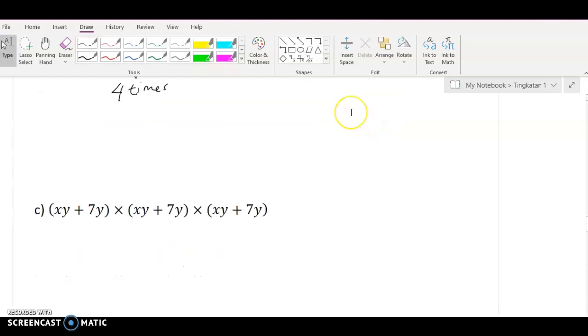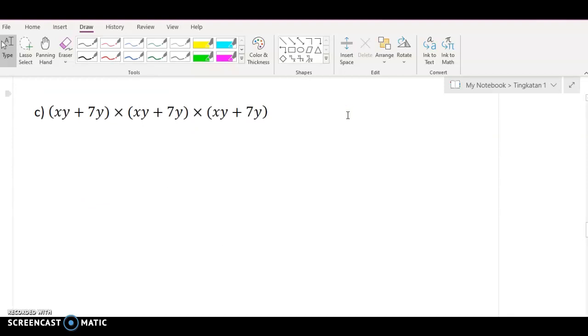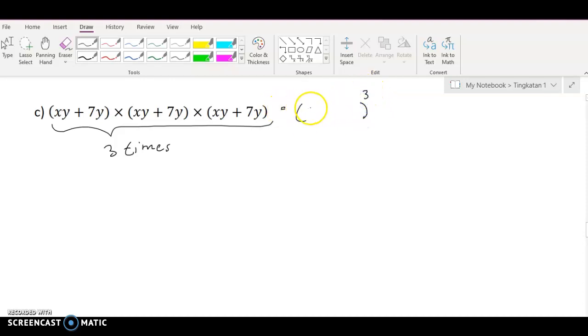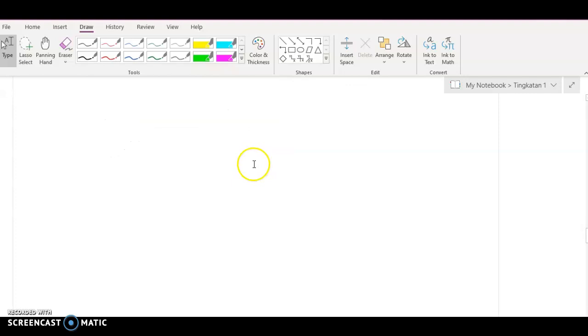Now we look at xy plus 7y, xy plus 7y, xy plus 7y. What happened over here? You just calculate how many brackets there are. We have 3 brackets, so that means 3 times. So put the bracket, put the power of 3, and copy back the terms inside the bracket, xy plus 7y. This is how you simplify a repeated multiple.